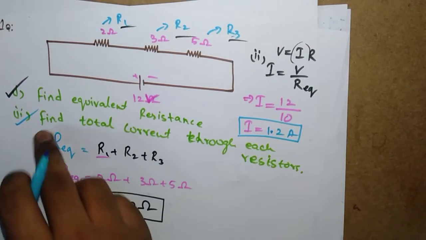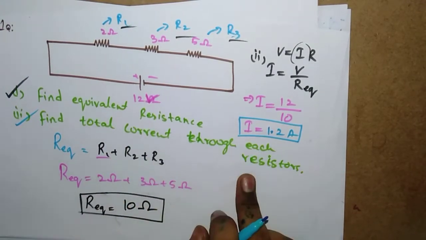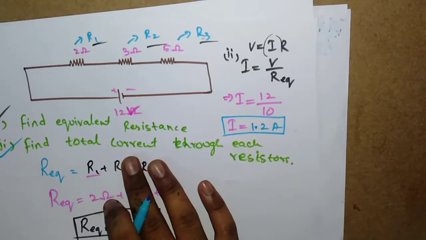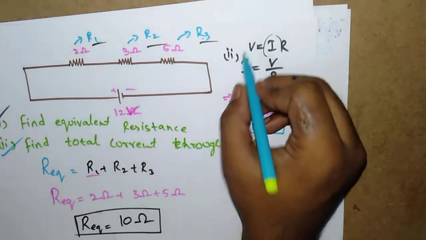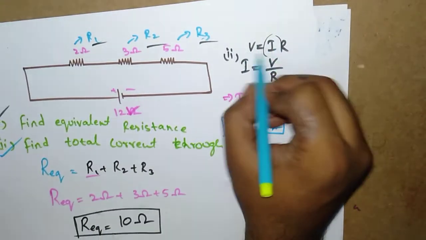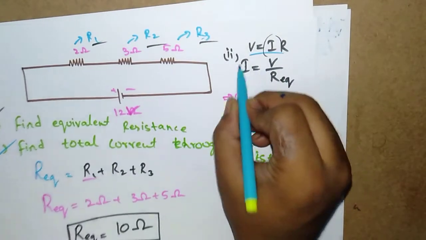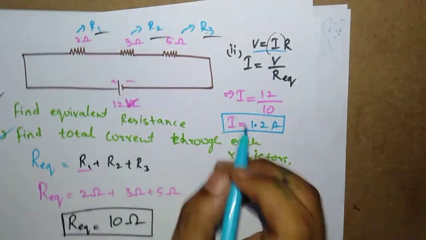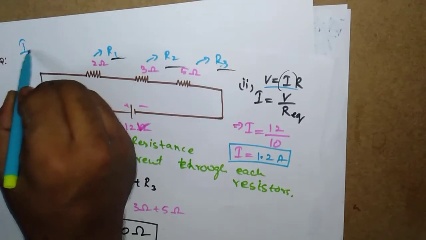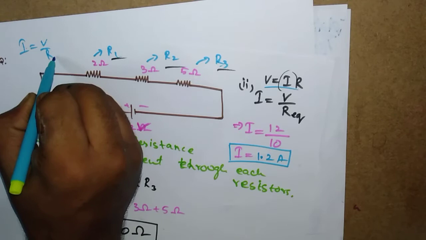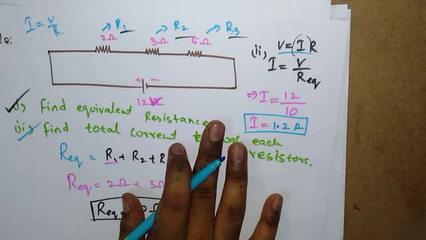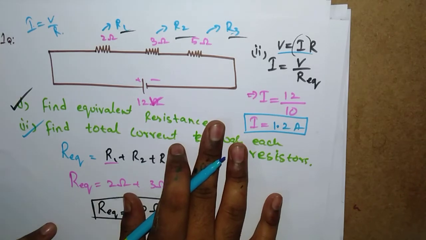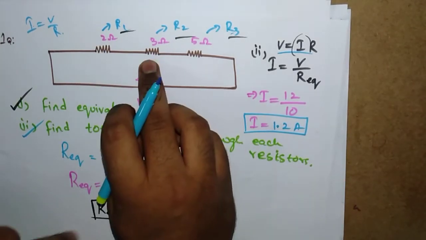Second is to find the total current through each resistor. He asked to find the total current. So we have the relation as Ohm's law, V is equal to IR. From this relation I get I is equal to V by R. Here R means a single resistance. But I don't have a single resistance. I have 2 ohms, I have 3 ohms, I have 5 ohms.